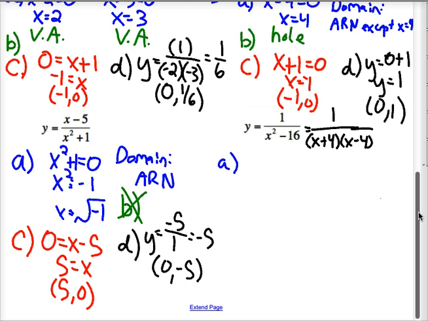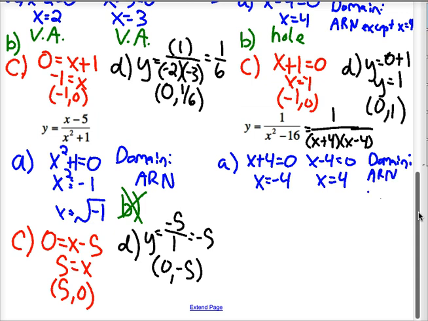So when I take those pieces and set them equal to 0, I get 2 points of discontinuity at -4 and 4. So that means my domain is all real numbers except x equals 4 or x equals -4. Again, your domain is always all real numbers except where those points of discontinuity are.